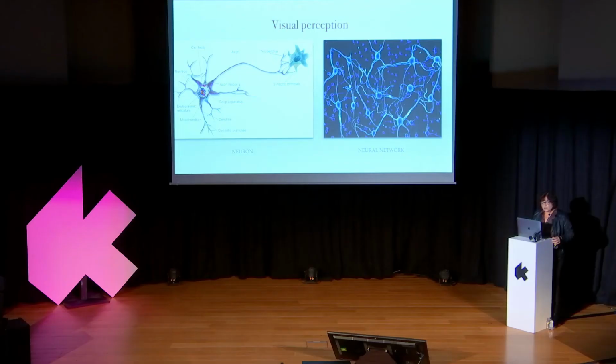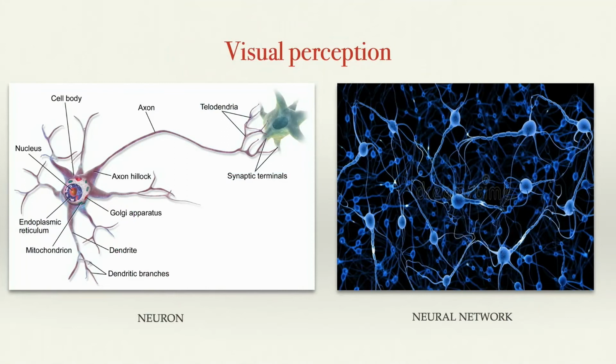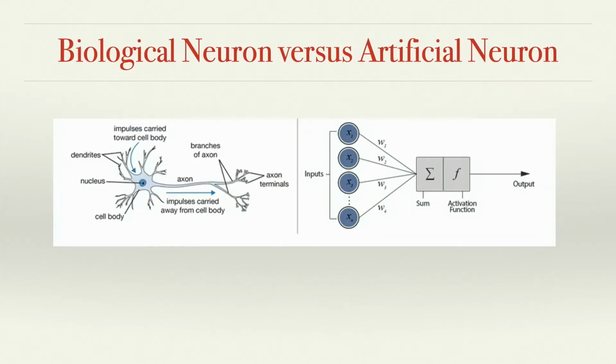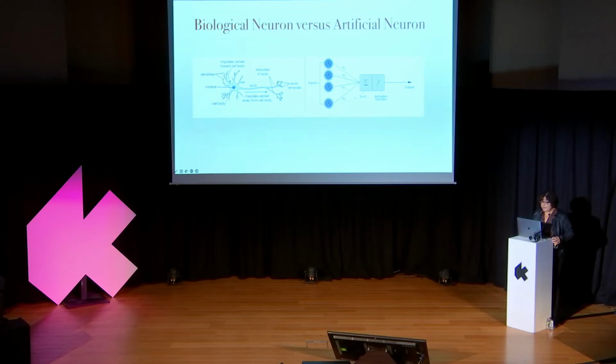So, moving on to human vision, visual perception occurs in the brain. A human brain has billions of interconnected neurons. An artificial neuron is a mathematical function based on a model of biological neurons, where each neuron takes inputs, weights them separately, sums them up, and passes this sum through a function to produce output.